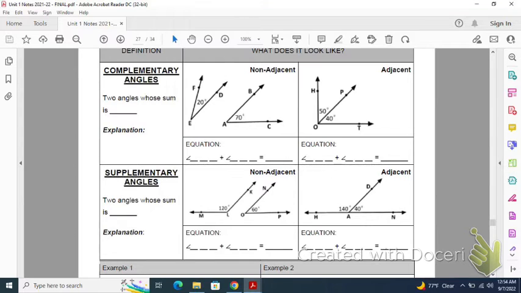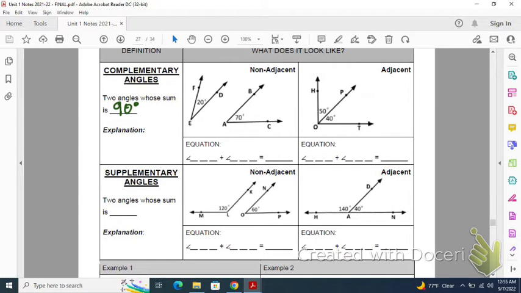All right, guys. Today we're going to be on page 25. We're going to be talking about 4 definitions. They're also at the front of the page of your packet and as well as up on the wall. So let's go ahead and start off with complementary angles. Complementary angles are 2 angles whose sum is 90 degrees.